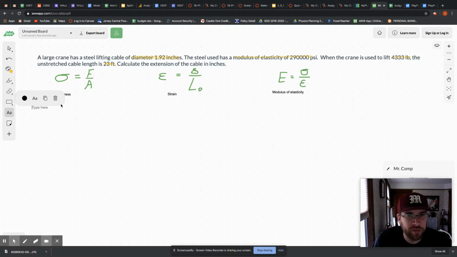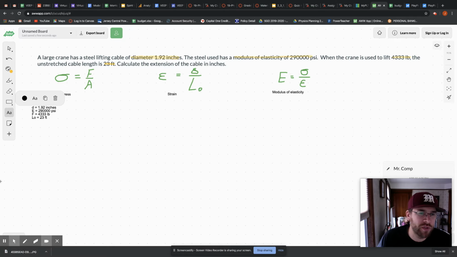So the diameter is 1.92 inches. We have the modulus of elasticity, which is that capital E, is 290,000 psi, which is pounds per square inch once again. It is used to lift up a force of 4,333 pounds. And the unstretched cable length, which we are calling L naught, is equal to 23 feet.